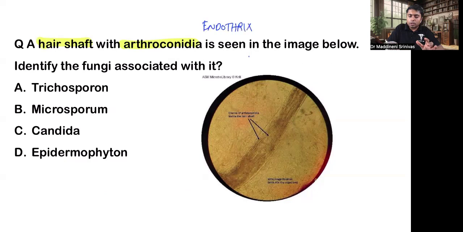So now probably you might have thought, this is Trichophyton. So you all know Trichophyton tonsurans and violaceum are going to cause the endothrix variety of tinea capitis. So you might have thought to mark Trichosporon, which is option A, but please remember Trichosporon beigelii is associated with white piedra. Okay, but it is not going to produce arthroconidia inside the hair shaft. So most likely this is not correct.